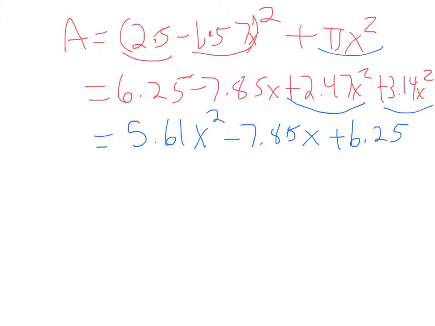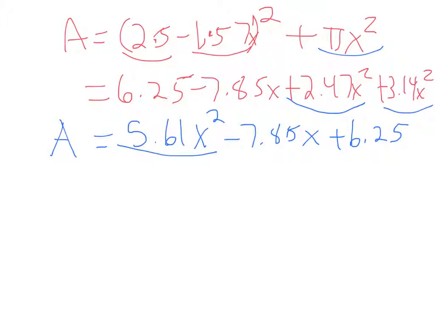Hopefully, folks, remember to pause at any point and go back and replay it to make sure you understand it. So that's our area formula. It's a quadratic area formula, and it opens up in this case. Actually, I guess we're going to get a minimum area here, not a maximum area, because it's 5.61x squared. I hadn't thought about that.